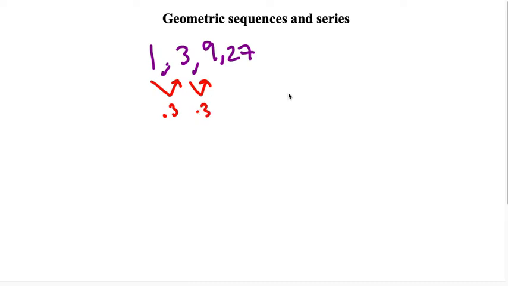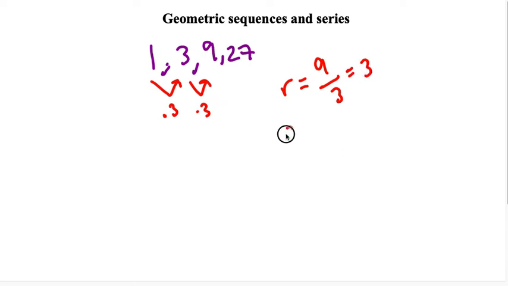And that 3 is the constant ratio, typically written as R, and is found by taking the term, and instead of subtracting the preceding term, we divide by the preceding term. And this is how we can check to see if something is geometric by doing this division. If we get the same thing every time, that's the constant ratio.